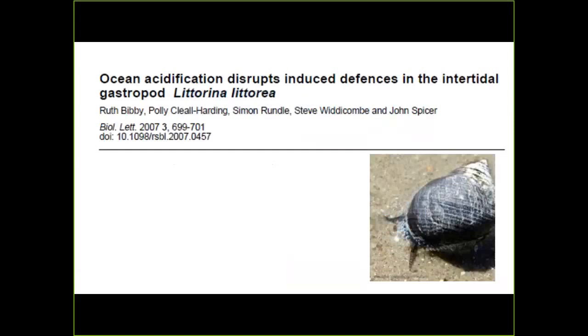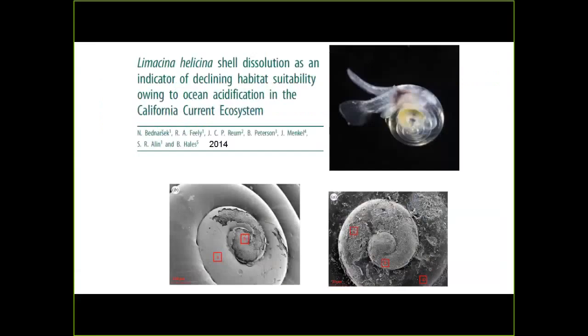Ocean acidification also disrupts induced defenses of intertidal gastropods. So this is the common periwinkle. When the tide goes out at a rocky area near you, you'll see a lot of these periwinkles on the rocks. How is a snail going to defend itself? Be really slow. Can't do much. They can make their shells thicker. And in the presence of ocean acidification, the shells are much thinner. It takes a lot more energy to make the shell, and they have to keep battling the dissolution of the shell as the pH goes down. So there are some consequences there.